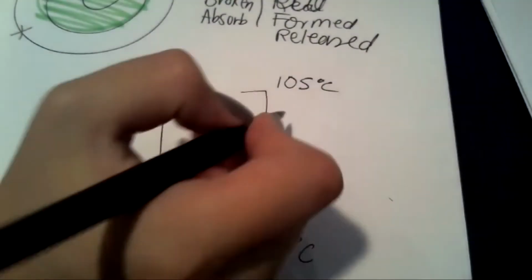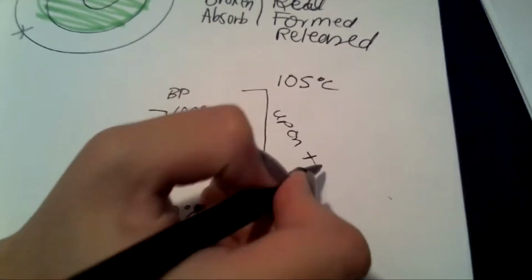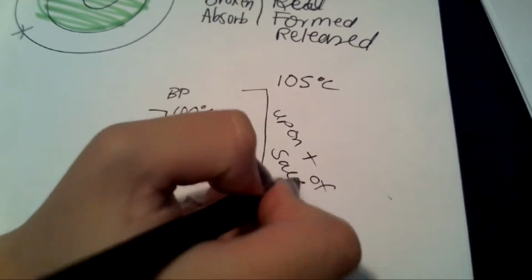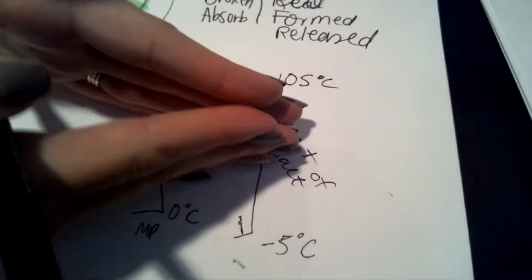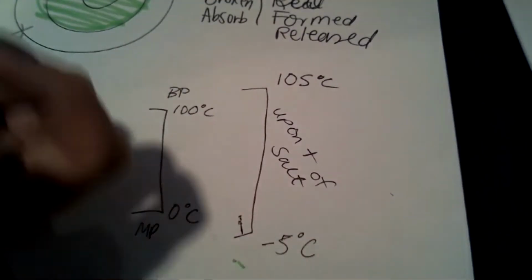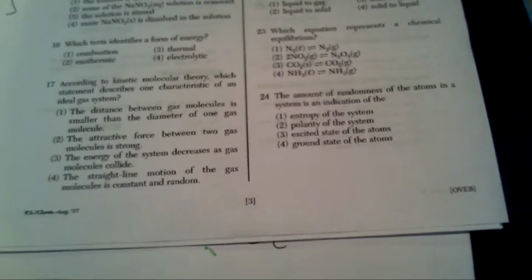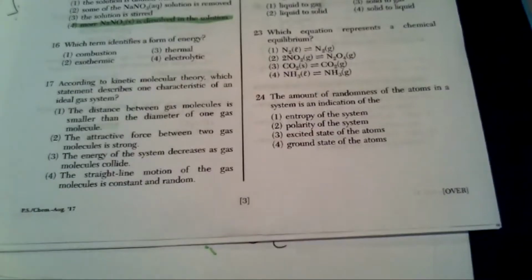This is upon addition of salt. And the more salt that's added, the bigger the effect. This will spread out even further. So in order to get that boiling point to go up, we are going to add more of that salt. So that is going to give us choice 4.